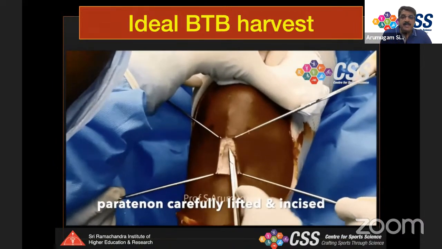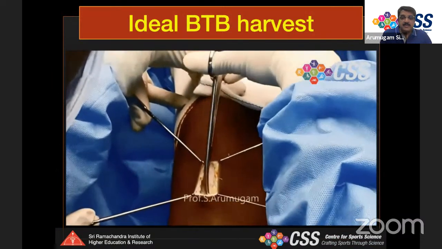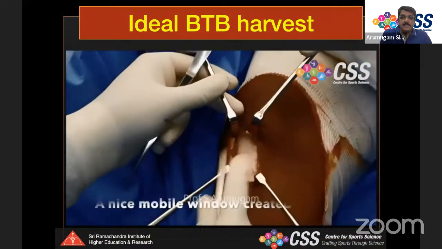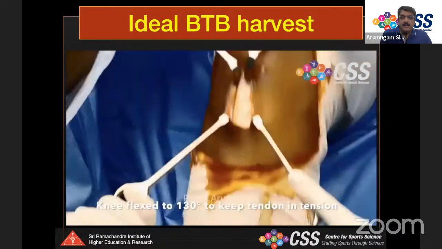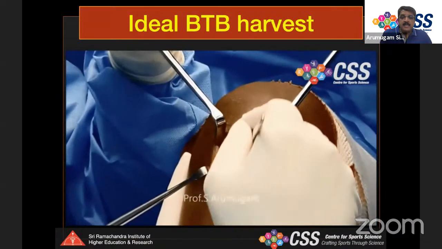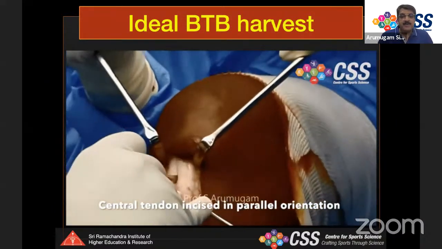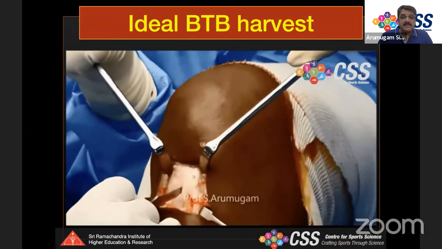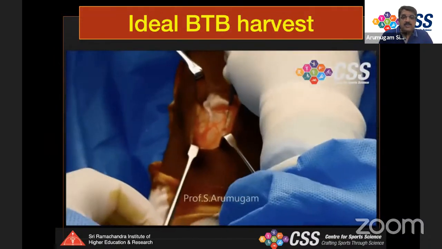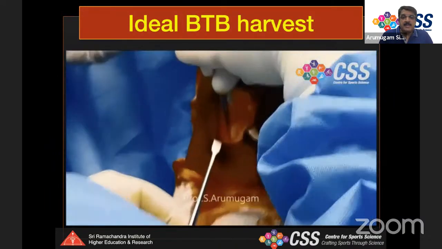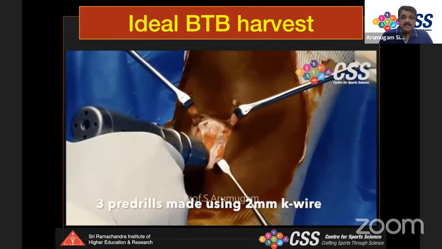You have to separate the peritenon, preserve it, and repair it at the end, in order to reduce the donor site morbidity. So the mobile window is what we need to do. Like this, you can move over the tibia and the patella. Then make 130 degrees of knee flexion, so the tendon isn't tight, where you make the incision on the tendon. Otherwise, you'll have a mismatch of the graft fibers and the bone plug. Once you do that, again extension, make the tibial bone plug, normally about 25 to 30 millimeters.